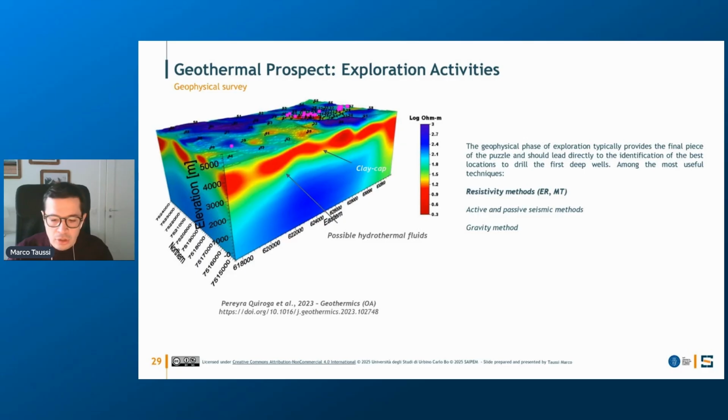In this case, different techniques can be used, such as the electrical resistivity method. This can be implemented through electrical tomography, where an artificial electrical source is applied, and the way the signal propagates and distributes at depth is measured.